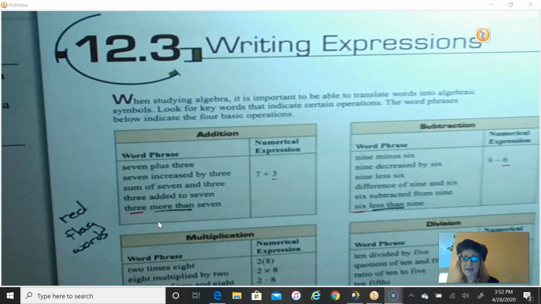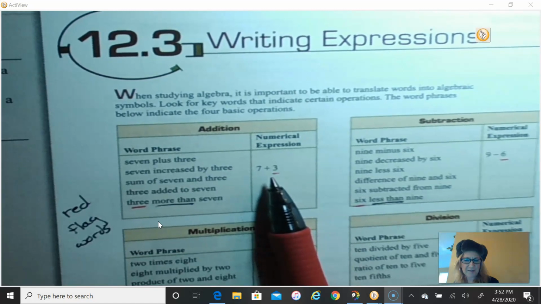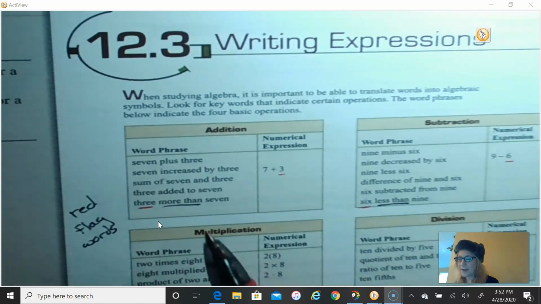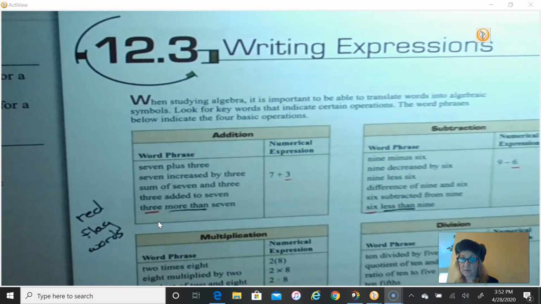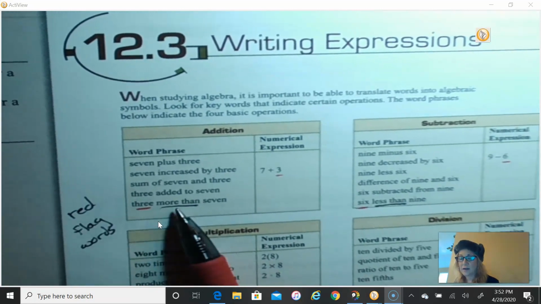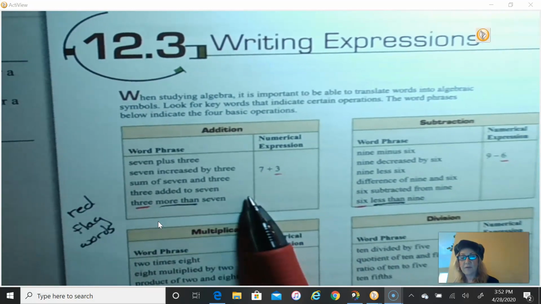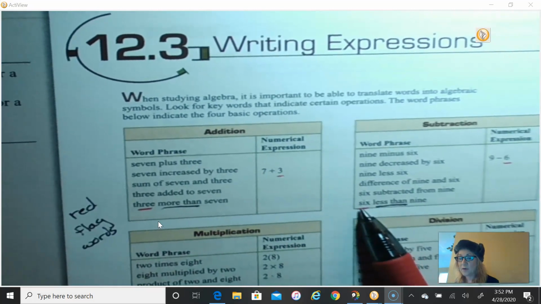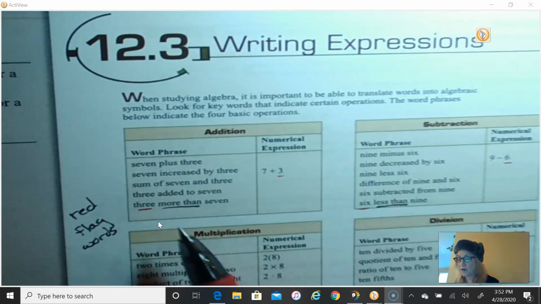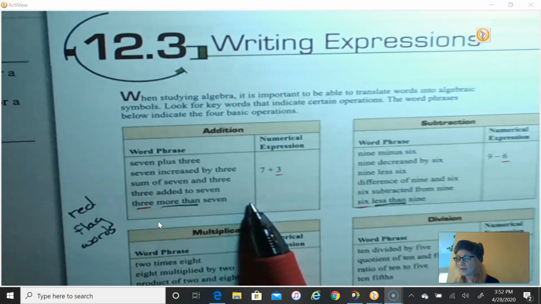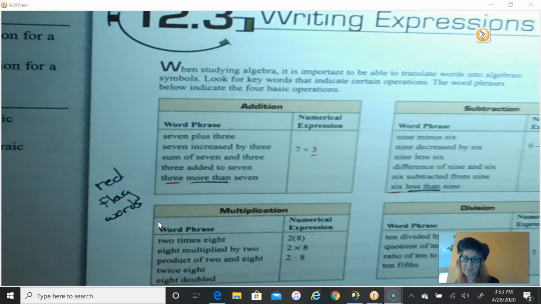You're going to be like, well, 7 plus 3 and 3 plus 7 is the same answer. It's 10. How can that be wrong? Trust me, it is. In the world of math, it's wrong. So you've got to memorize that whenever you see more than or less than, the number at the beginning is flipped to the end. I cannot stress this enough. That's why I keep repeating myself.